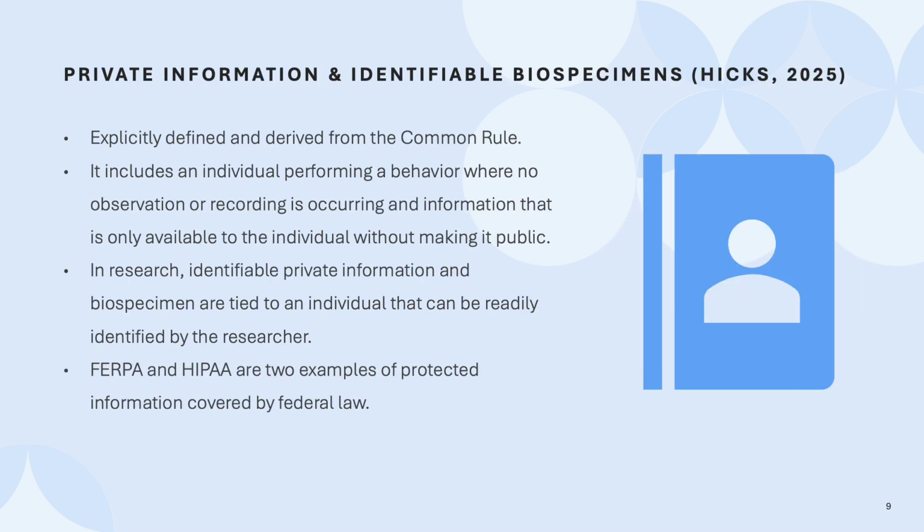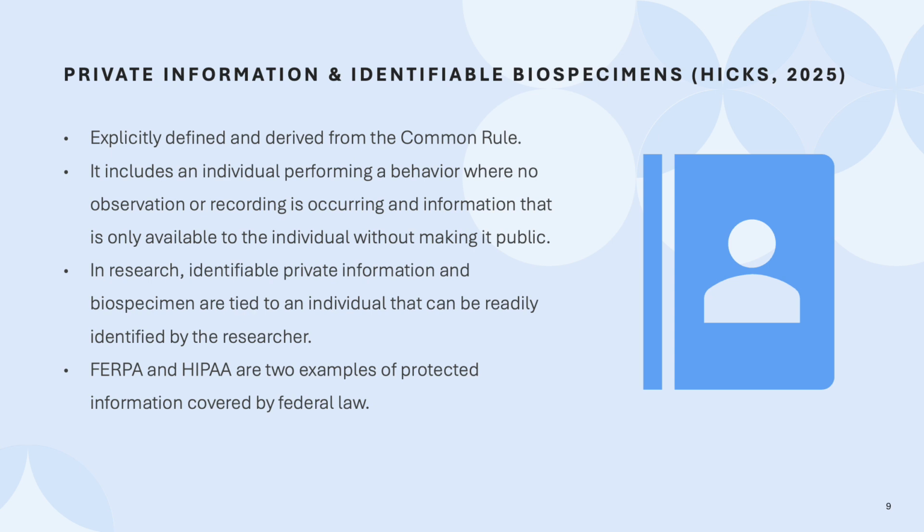There are two very important concepts in human subjects research: private information and identifiable biospecimens. These terms are explicitly defined and derive directly from the Common Rule, and understanding them is crucial for ethical research. So, what exactly constitutes private information? The Common Rule defines it in two key ways.